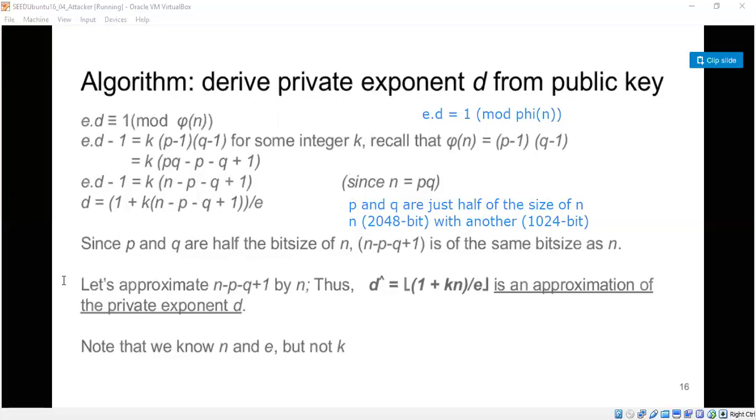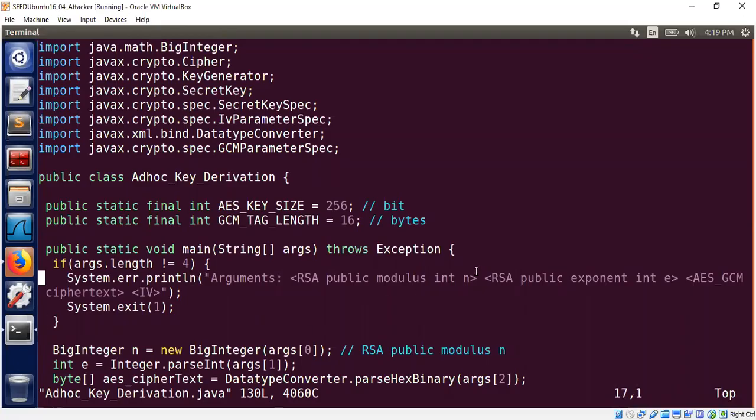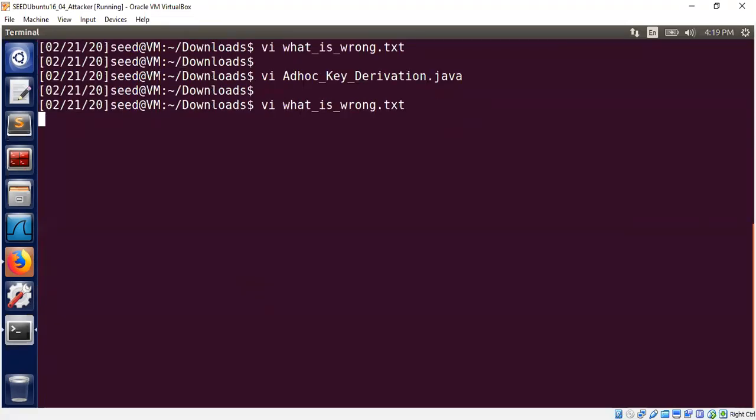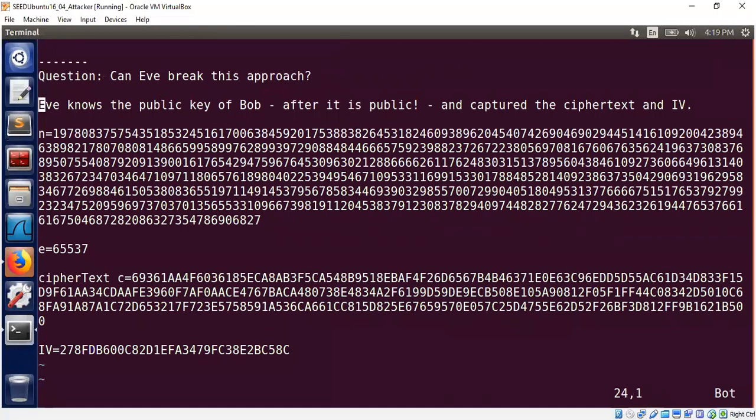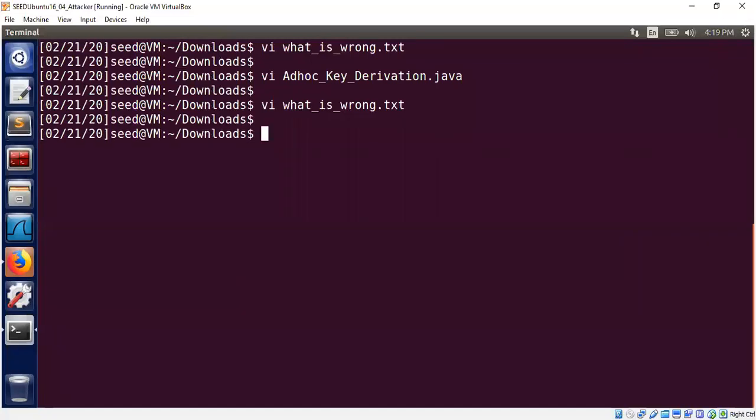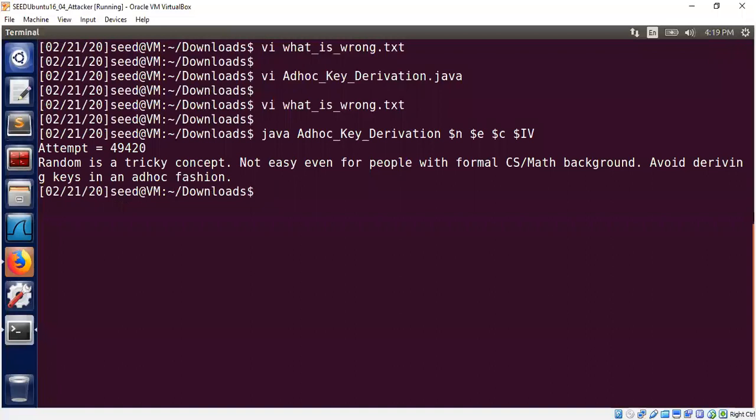Now I can go back to the code. The code takes the RSA public modulus n, e, and then the ciphertext and IV. These are the 4 arguments we already got from our problem statement. If you recall the problem statement, we got the RSA public values n and e, the ciphertext, and the IV. First let's run it, and then I'll show you the solution. I already created the environment variables n, e, c, and IV based on the problem statement, so we can just quickly run it.